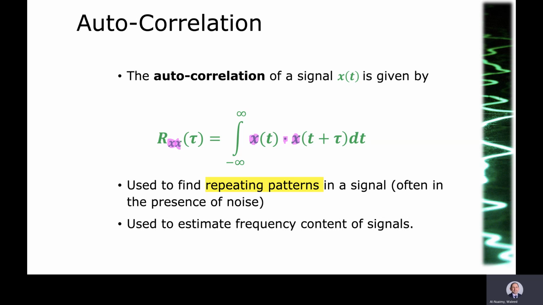So one application of autocorrelation is to find frequency content of signals. And you're going to find out next week and the week after exactly how we find the frequency content of signals. And that's using Fourier analysis. Fourier series and Fourier transforms, that's how we actually analyze our signals and find frequency content. But autocorrelation is also a computationally simple way of estimating frequency content.